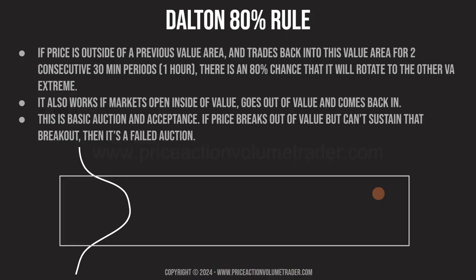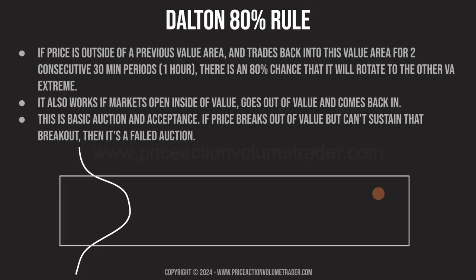If price is outside of a previous value area and trades back into this value area for 2 consecutive 30-minute periods, so that means 2 TPO prints or 1 hour of time, there is an 80% chance that it will rotate to the other value area extreme. This also works if a market opens inside of value from a previous session or day, goes out, and then accepts back in.